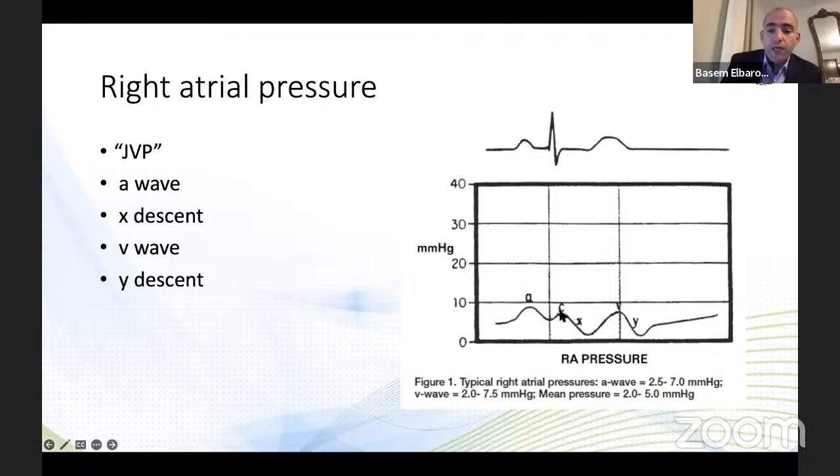So you see an A wave and a V wave when you examine the JVP, and that's the right atrial pressure. Typically, the mean pressure is around 2 to 5, and the A wave and V wave shouldn't be too high. And there are different pathologies that can cause those changes.